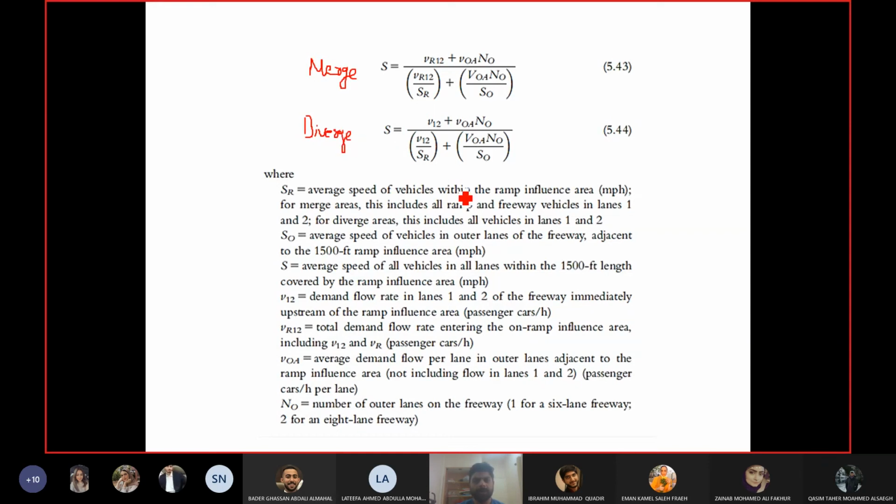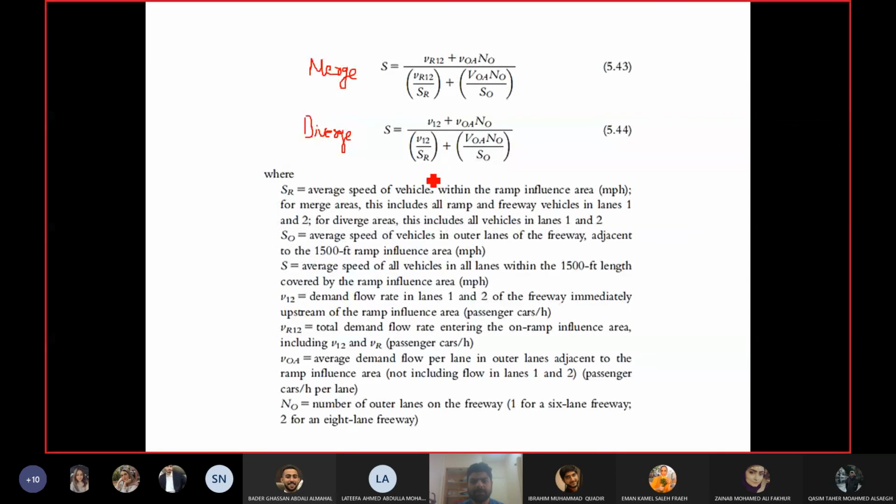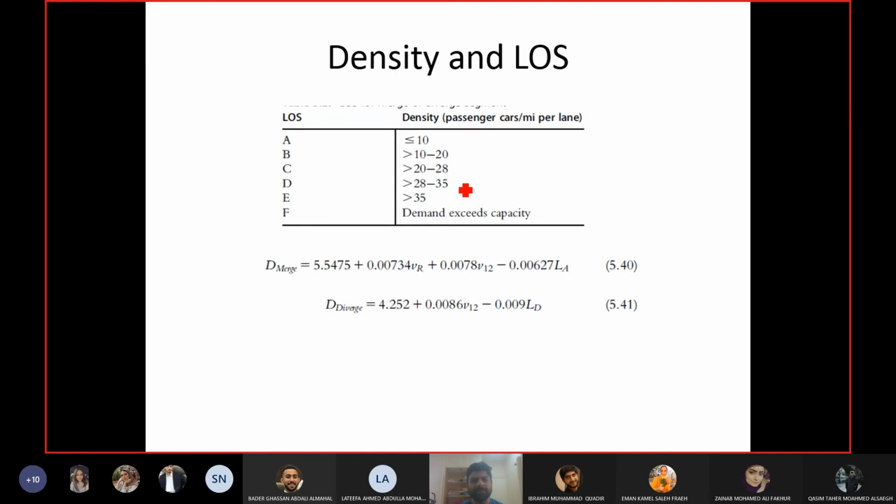So calculate the speeds from here, all the parameters are given here. I think I told you as well. So you take the speeds from here. These will be the speed for the whole segment, and then you divide by the average per lane flow rate of the freeway. So this one will be again VF divided by the complete number of lanes, and S will be the S from here. Then you calculate density, and again the ranges of densities are these.